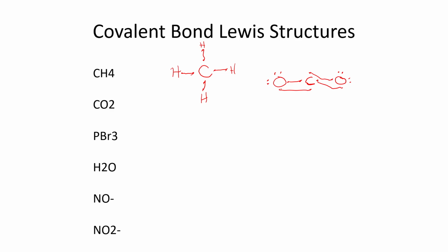Now that looks terrible, so we are going to redraw this one, and we're going to put the carbon in the middle, and we're going to put a double bond to each oxygen, and we're going to keep our pairs on the outside, and we're going to do the same thing over here, and that's our final Lewis structure for CO2.